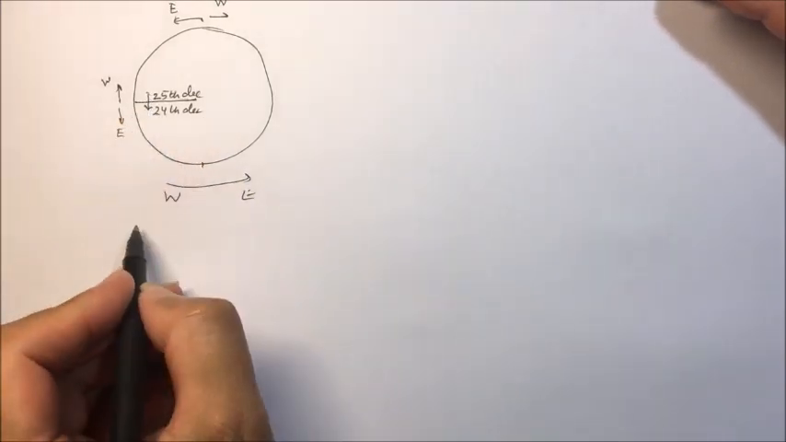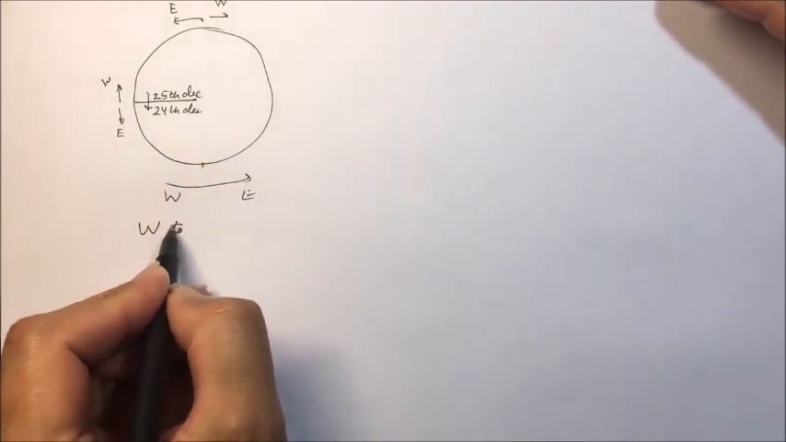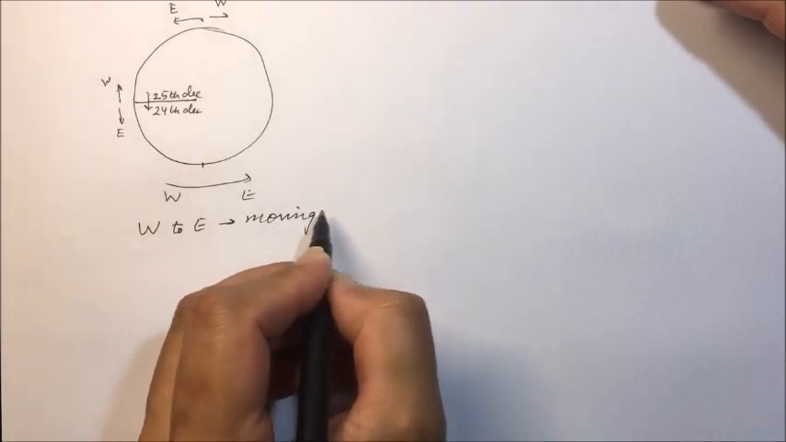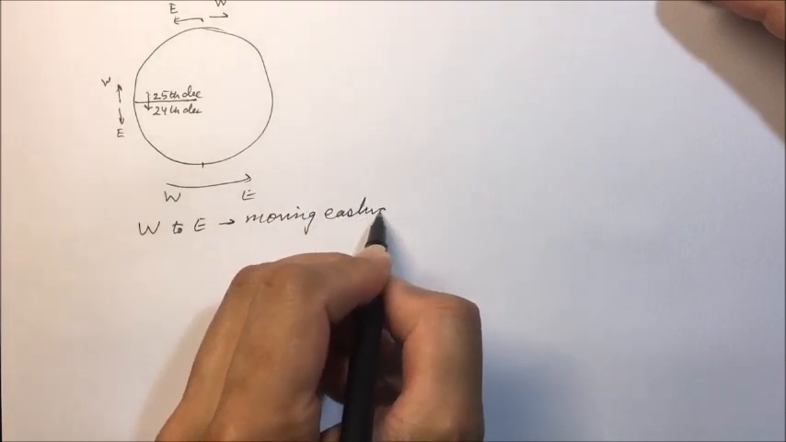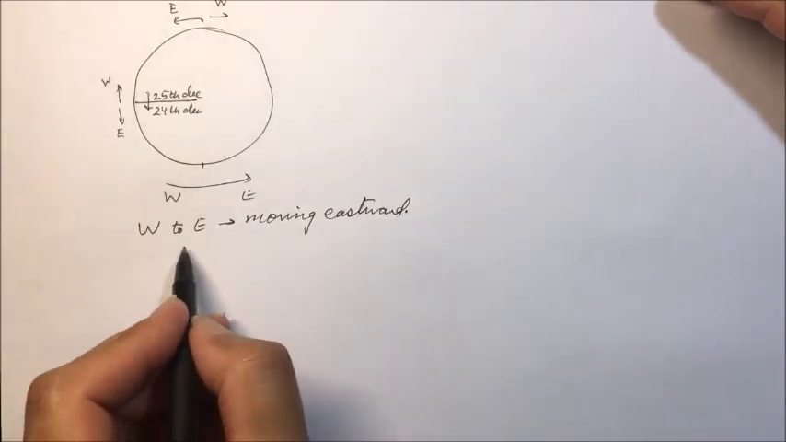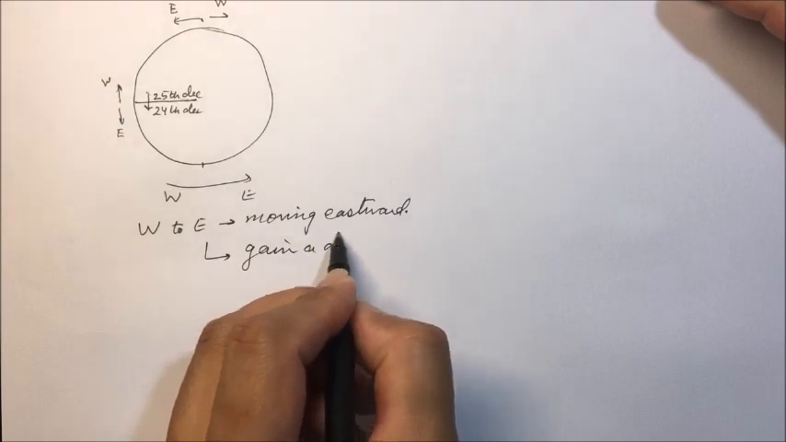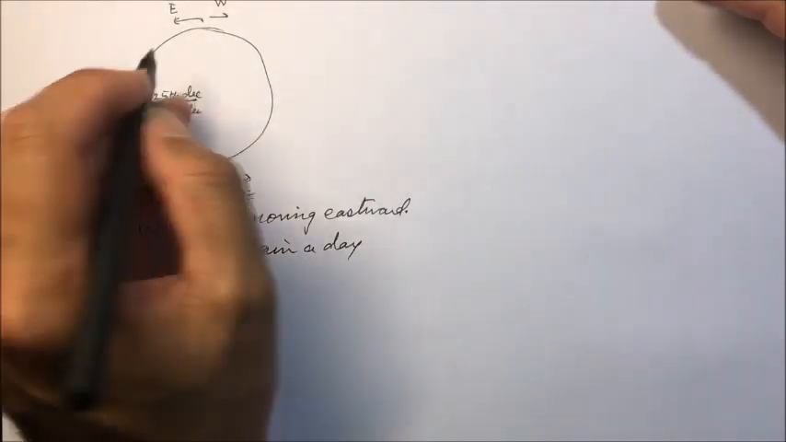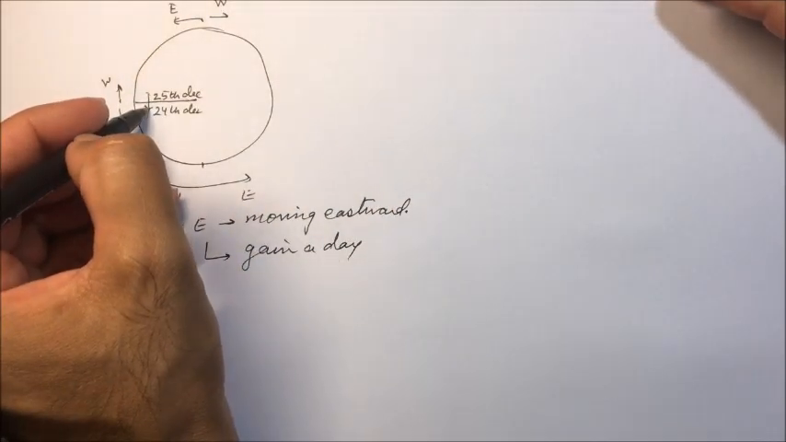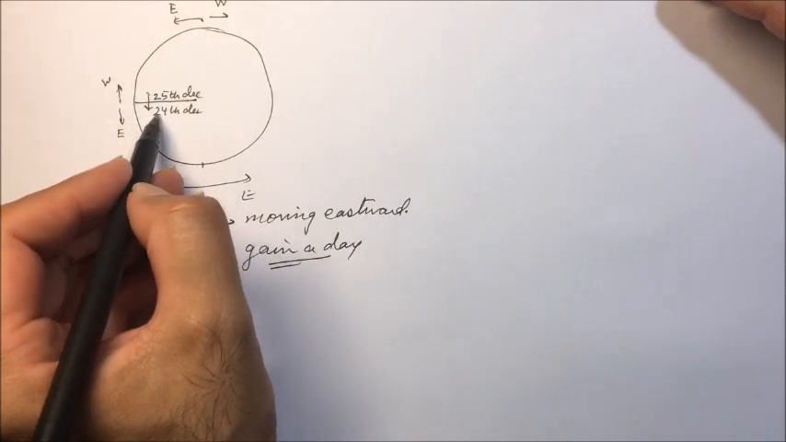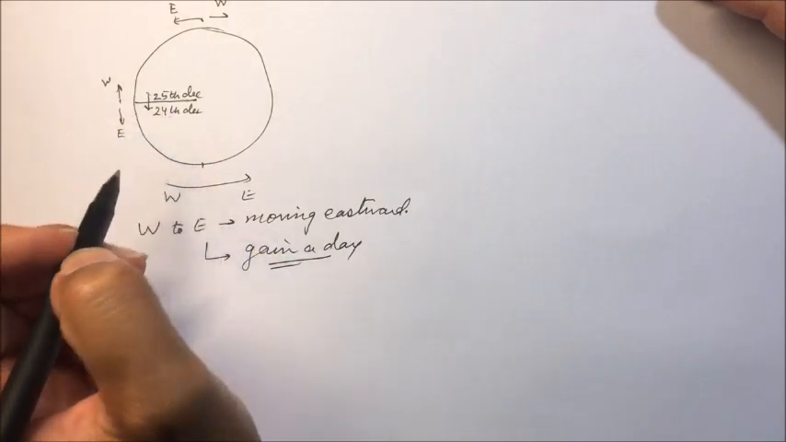So as the person is crossing from west to east, that is, moving eastward, a person will gain a day. He will get 24 hours. So from 24th he will jump into 25th December. So he will gain a day.